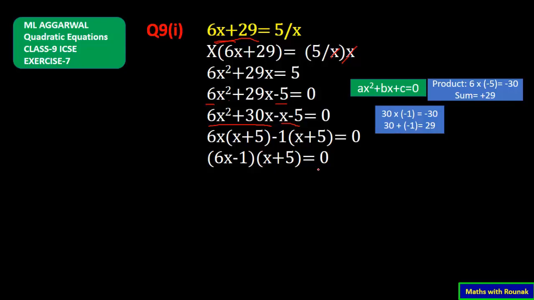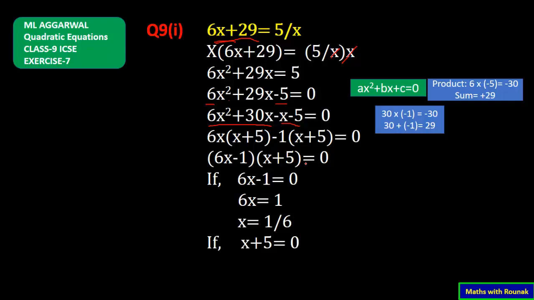Now we can take either of the brackets as 0. Let's take 6x minus 1 is equal to 0. So 6x will be equal to 1 and x will be equal to 1 by 6. If x plus 5 is 0, then x will be equal to negative 5. So we have our two values of x, 1 by 6 and negative 5. Hence we can conclude that the solutions or roots of the equation are 1 by 6 and negative 5.